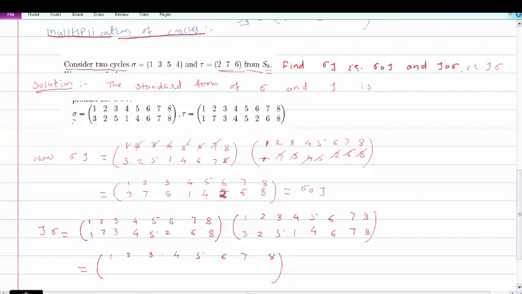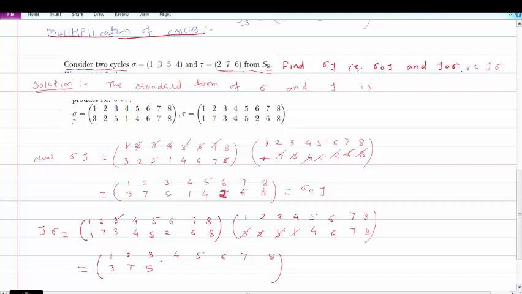So we have to find the image of 1 first under tau sigma. See here, keep in mind we have to start from the right. So the image of 1 is 3: 1 goes to 3 here, and 3 goes to 3. So finally 1 goes to 3. 2 goes to 2 and 2 goes to 7. Next 3 goes to 5 and 5 goes to 5. So finally 3 goes to 5.